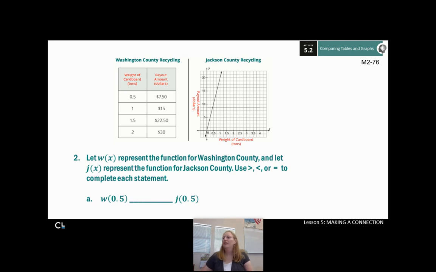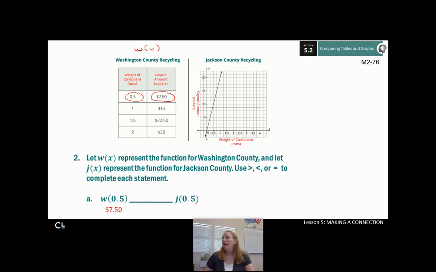All right, so this is W of 0.5. So this means this is W of x, right? And if I plug in a 0.5, how much money do I get for it? Well, if I bring 0.5 tons of cardboard, I'm going to get $7.50 from it.